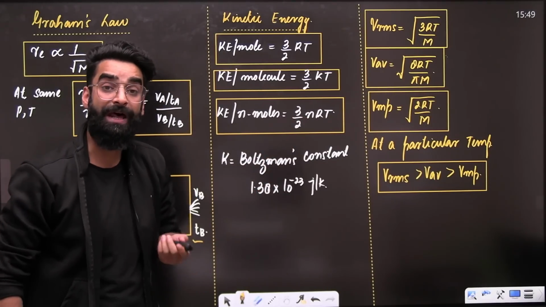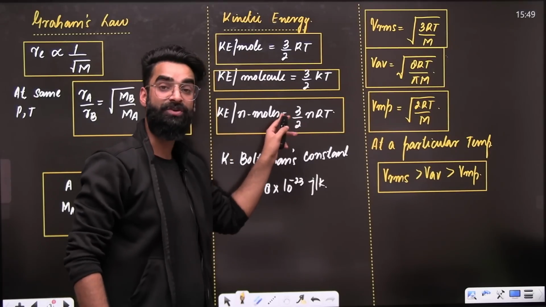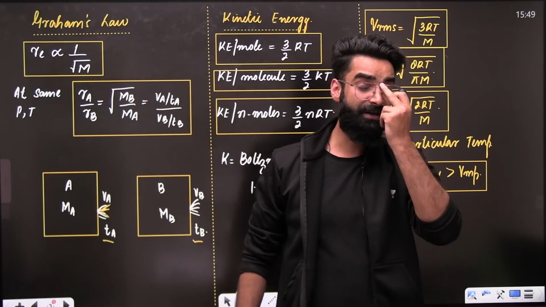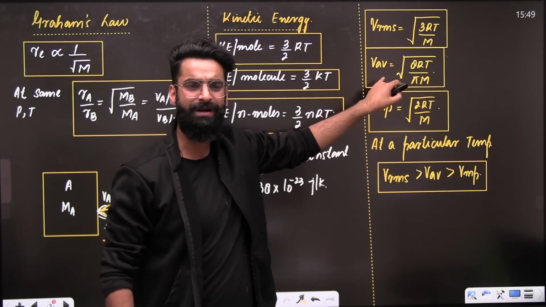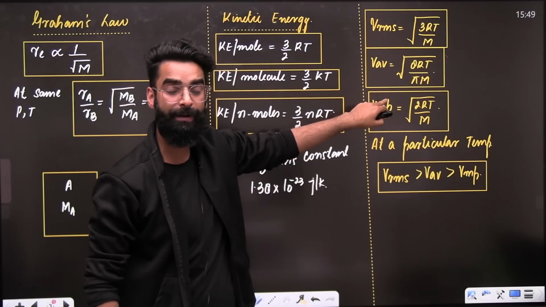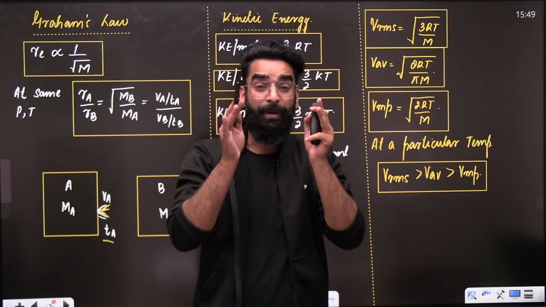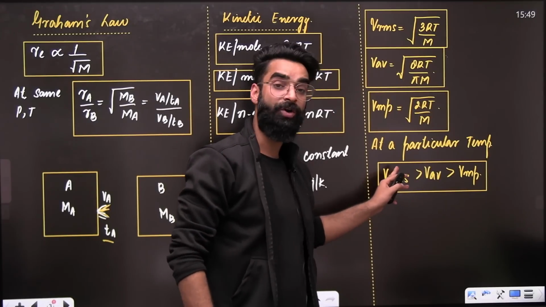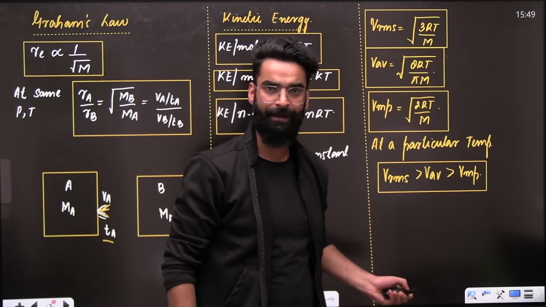If they ask you to calculate the average translational kinetic energy for n moles of the gas, it's going to be 3 divided by 2 nRT. Similarly, we have different types of molecular speeds as well. One is called RMS speed, one is called average speed, and one is the most probable speed. These are the results by means of which you can calculate these different speeds, right? And at the same time, for a particular gas kept at a particular temperature, Vrms is always greater than V average, which is greater than the most probable speed, right?